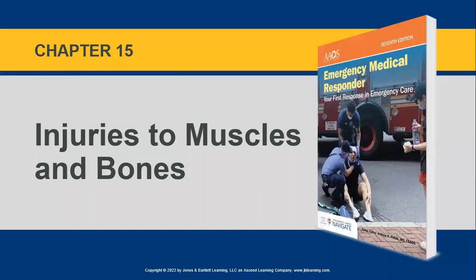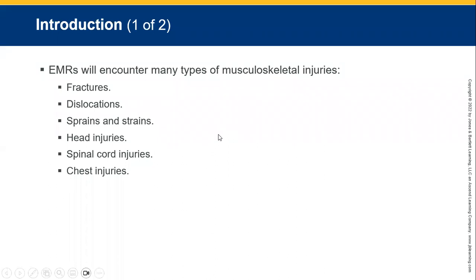Chapter 15, Injuries to Muscles and Bones. There are lots of different types of injuries one could have to muscles and bones. Things that we're going to see in this chapter include fractures and dislocations, sprains, strains, head injuries, spinal cord injury, and chest injuries.